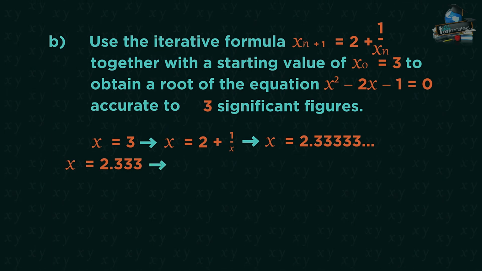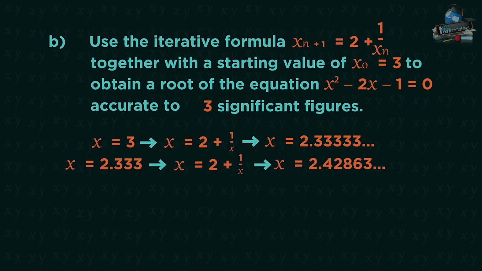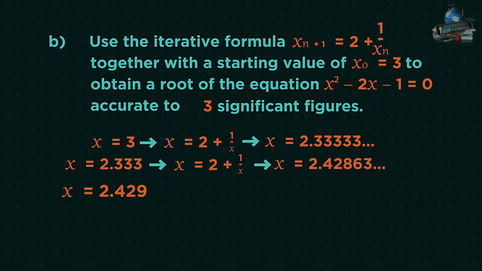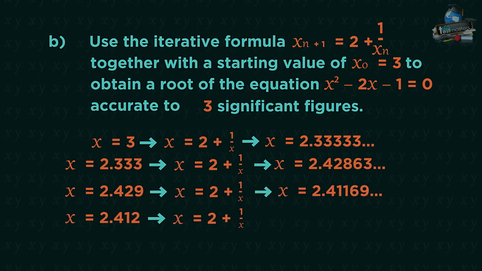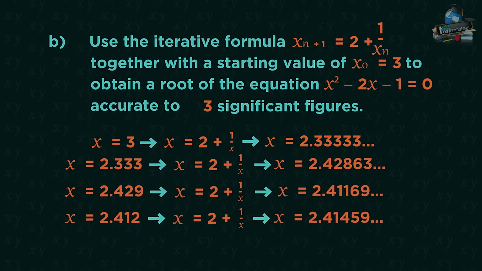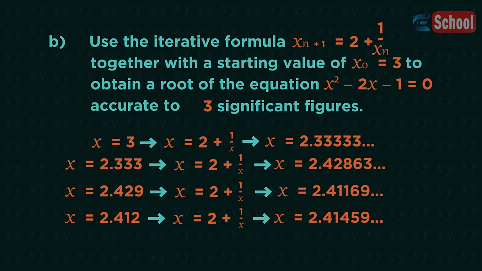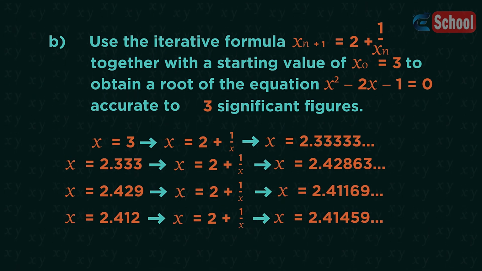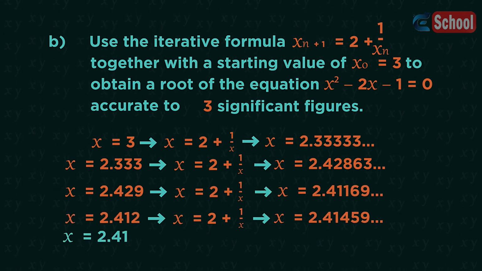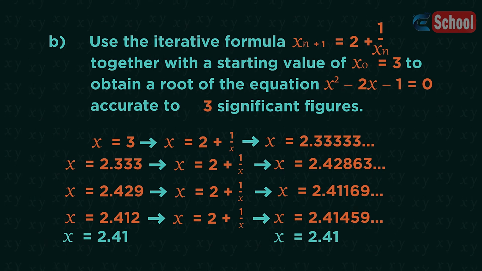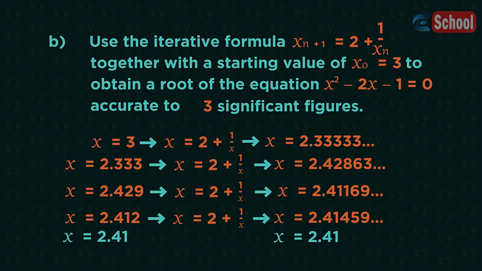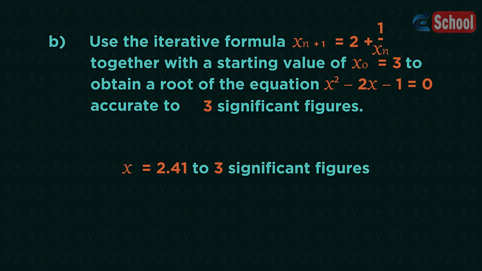So now we put 2.333 into the formula and keep going until the input and output are the same to 3 significant figures. Rounded to 3 significant figures, 2.41 goes in and 2.41 comes out. This is the final answer.